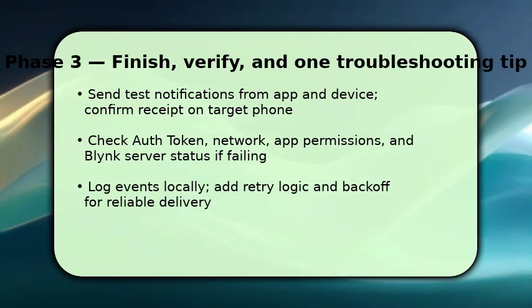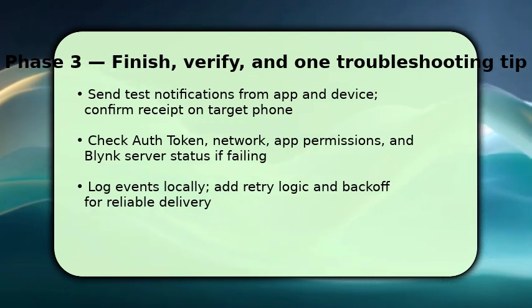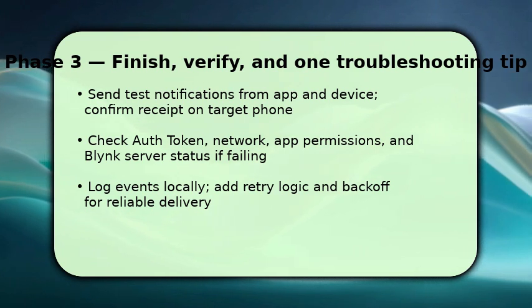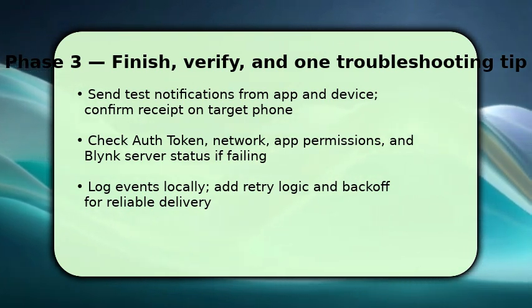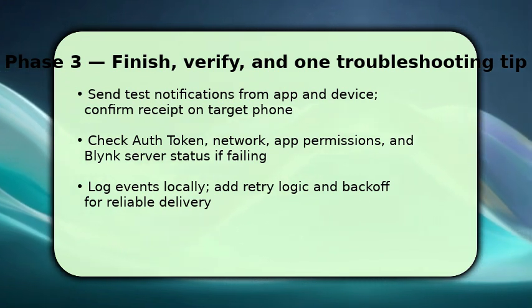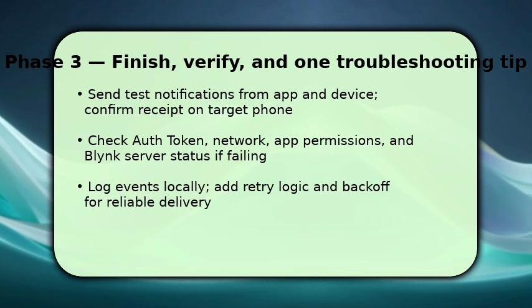If things go wrong, inspect the auth token, network connectivity, app notification permissions, and the Blynk server status. These are common culprits. Make sure you log notification attempts and build simple retry with exponential backoff so transient failures recover. Once stable, deploy your firmware and monitor for a day to ensure.